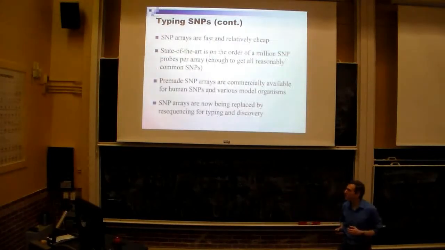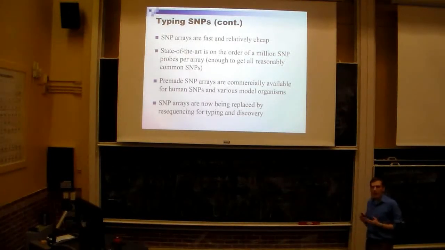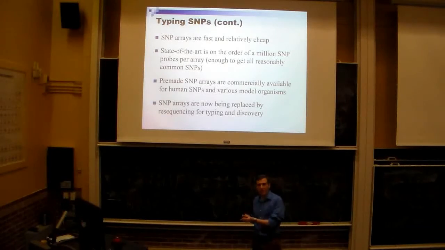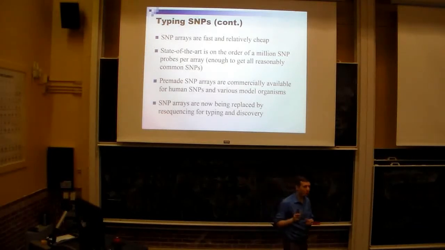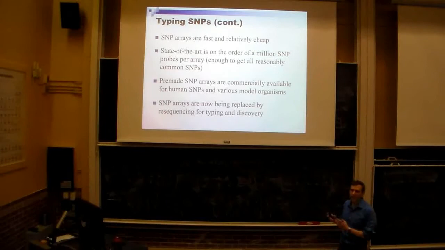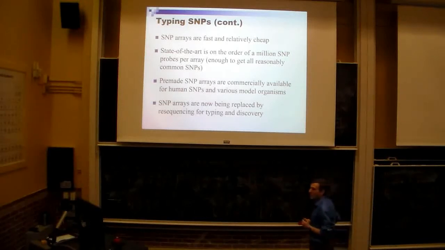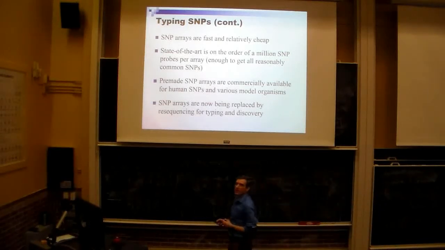And that was something we could turn into a way of typing which SNPs are present. In particular, if we have some spots that correspond to some variants at a SNP site, other spots that correspond to a different variant, then depending on which spots light up, we can figure out which variant a given person has. So this gave the really first fast, cheap technology.